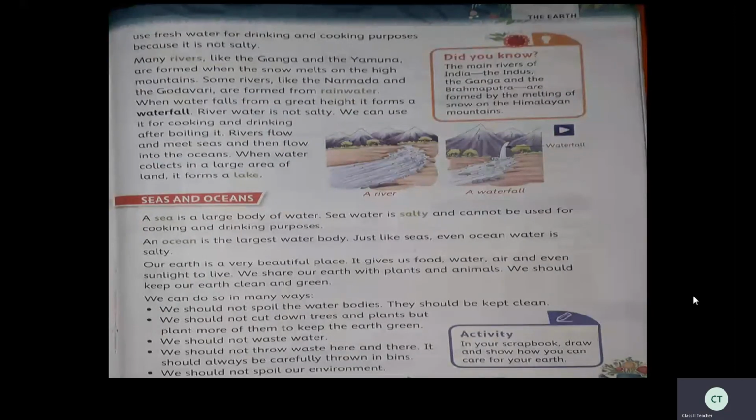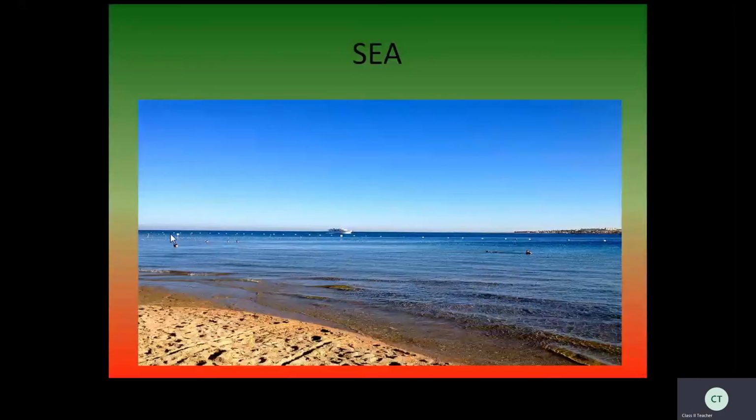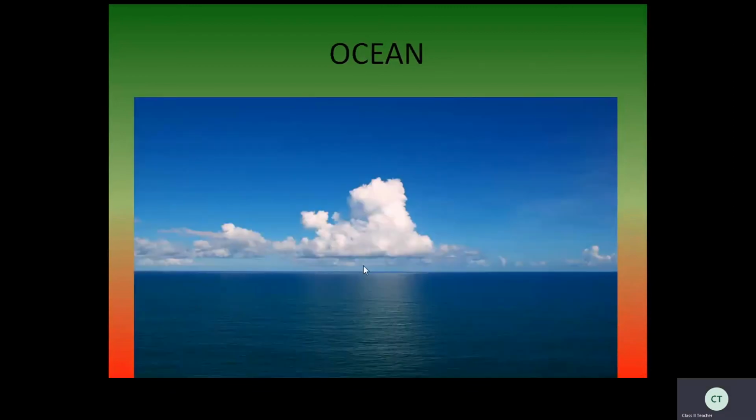Now you can see. See, it is very vast and wide. We can't see one end to the other end, isn't it? See. So beautiful, isn't it? See, blue in color. See, ocean. This is also very vast and wide. See. All this water is salty water. See, we can't use it for any purpose. Very huge, isn't it?